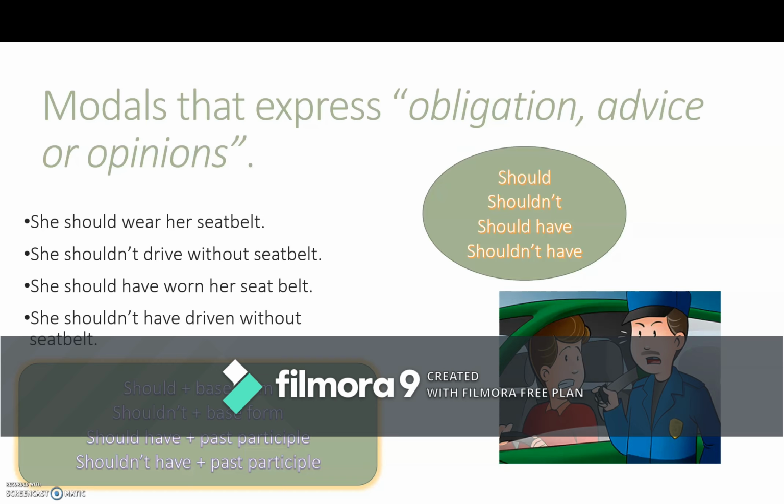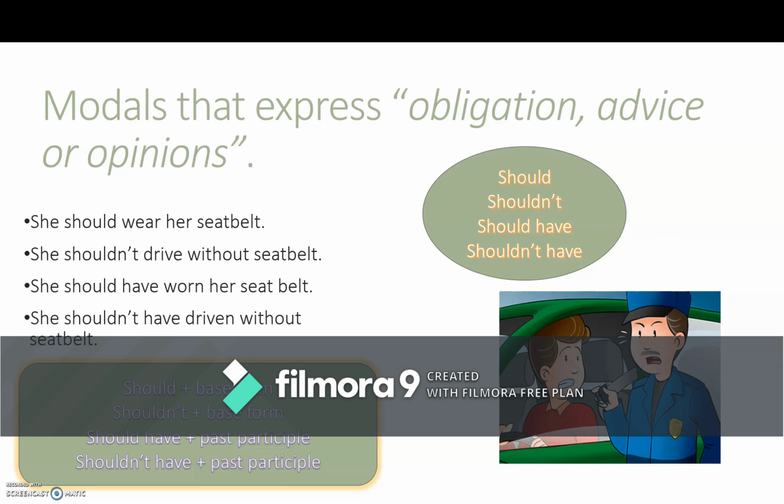The first one is she should wear a seatbelt. That means it's an obligation and it's also an advice that she wears a seatbelt because it protects her life. She shouldn't drive without a seatbelt is also expressing an advice. And she should have worn her seatbelt, but she didn't. And she shouldn't have driven without a seatbelt. We're still expressing certain obligation and certain opinion here.